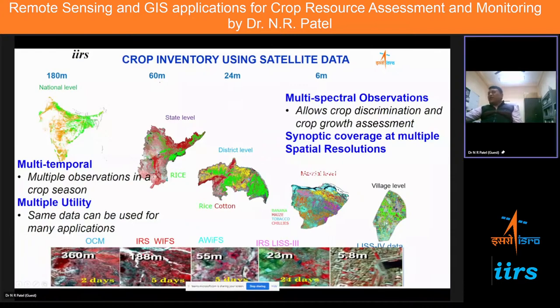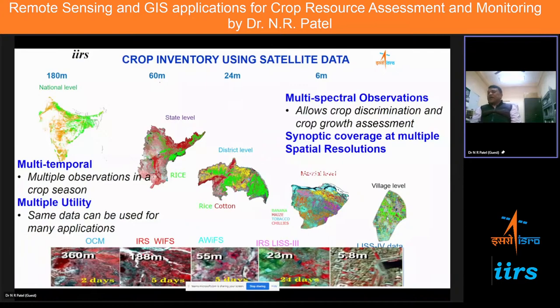You can do even field level classification, with 5 meter to 1 meter resolution. You can do cadastral level mapping of the different kinds of crops. So it depends upon the kind of resolution used and your purpose. For cadastral levels, every field scale mapping of different kinds of crops, we require very high resolution.